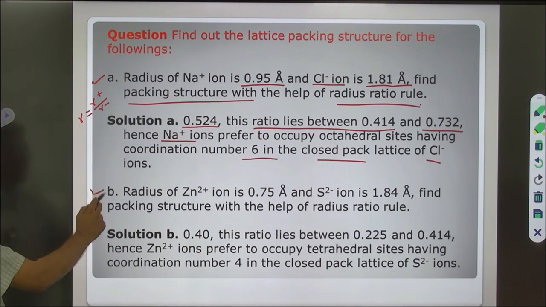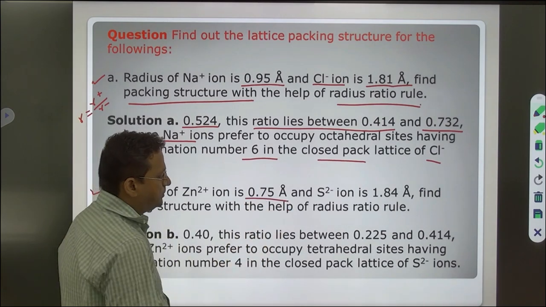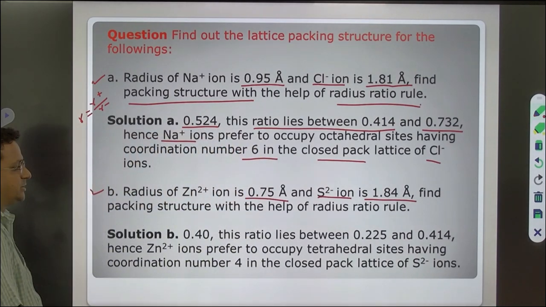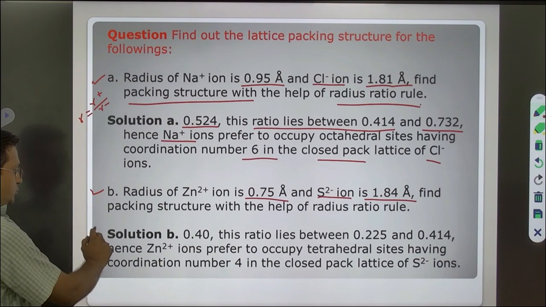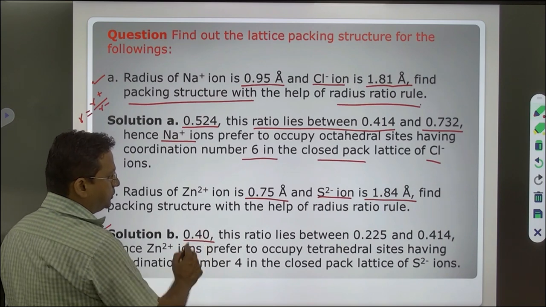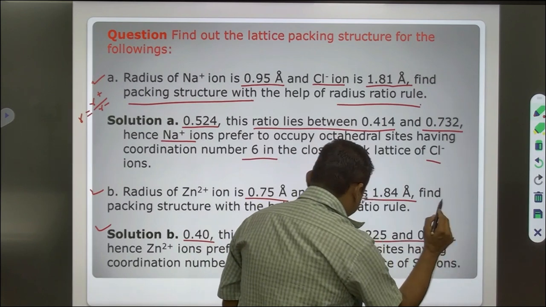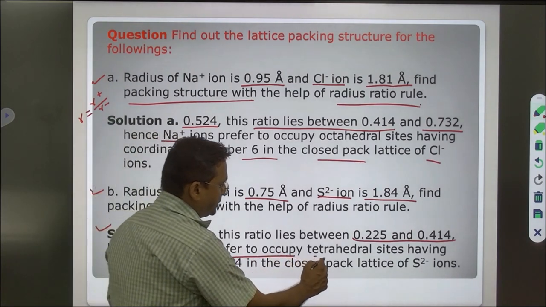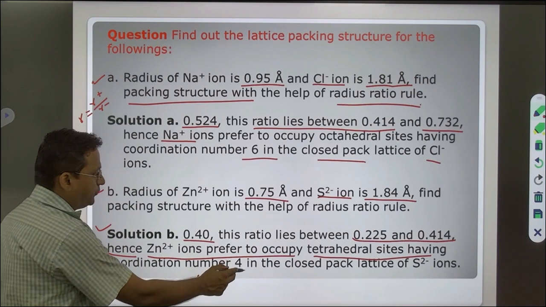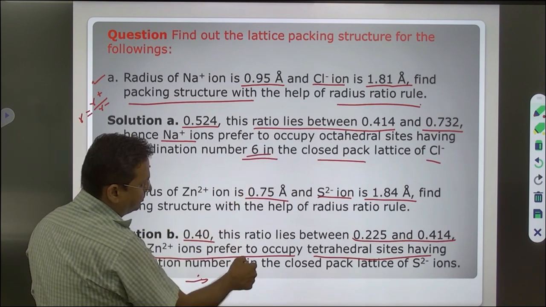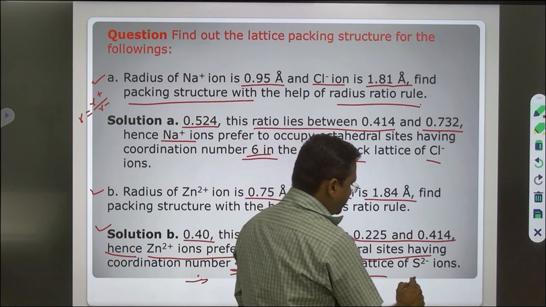Next, radius of zinc ion is 0.75 angstrom and sulfide ion is 1.84 angstrom. Find the packing structure with the help of the radius ratio rule. Solution: the radius ratio lies around 0.40. It is in between this. The coordination number, hence zinc ion prefers to occupy the tetrahedral site having coordination number 4. This is coordination number 6 and this is coordination number 4, in the close packing structure of sulfide ions.